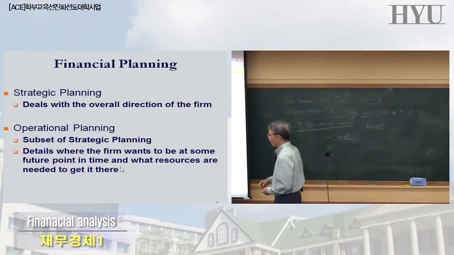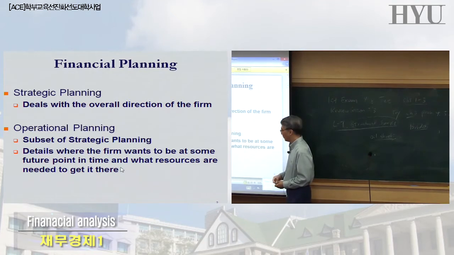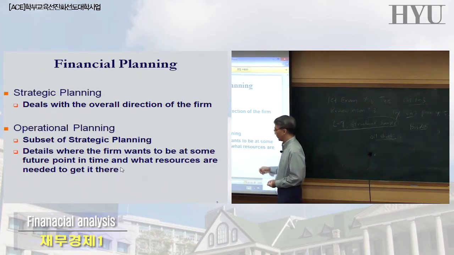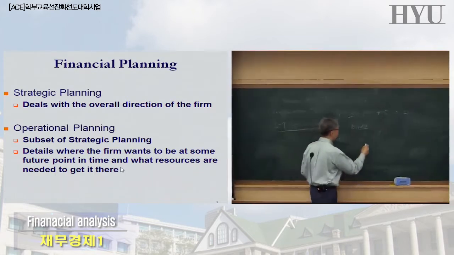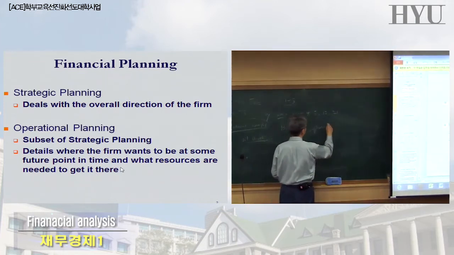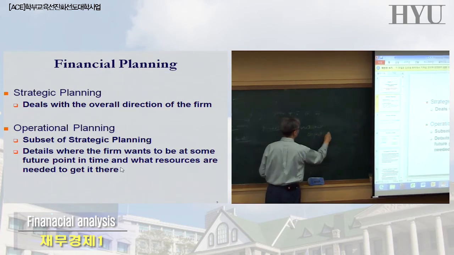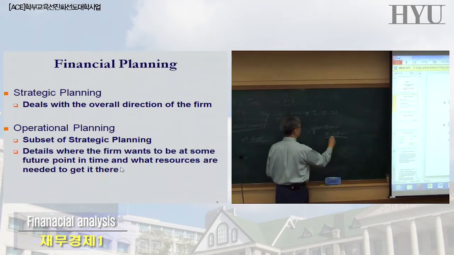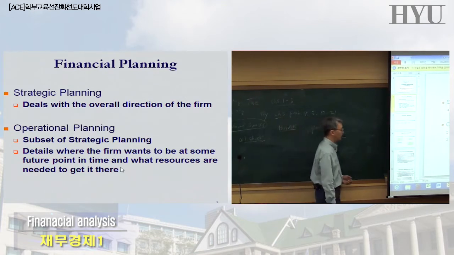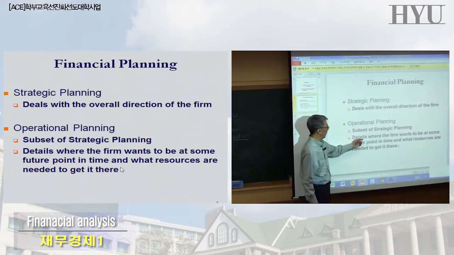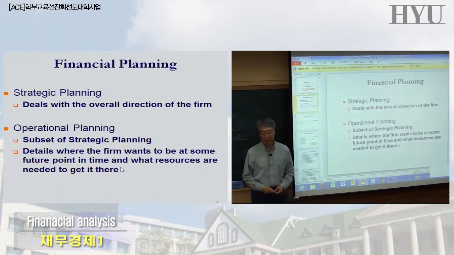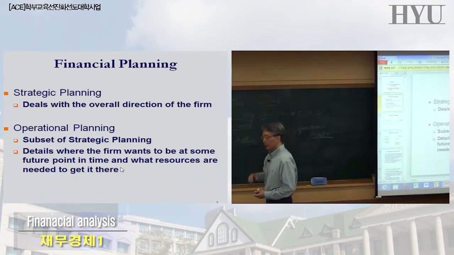And it involves where the firm wants to be at some future point. Again, maybe 1 to 5 years from now. Okay? So it is what we call operational objectives. That's what we mean by this. Details where the firm wants to be. Okay? So within 1 to 5 years, what do you want to achieve?